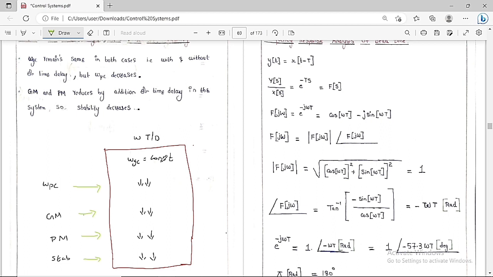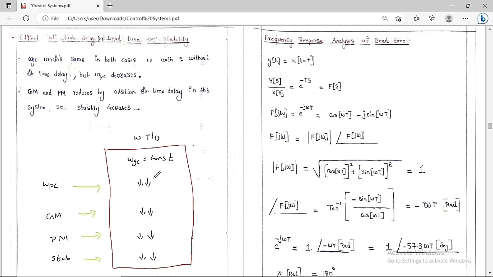The omega GC is constant, without time delay and with time delay in the circuit. Whereas the phase crossover frequency is going to decrease, the gain margin is going to decrease, the phase margin is going to decrease, and the stability is going to decrease. See, everything is going to decrease except omega GC. Omega GC is going to remain the same in both the cases. This is the point you always have to keep in mind.